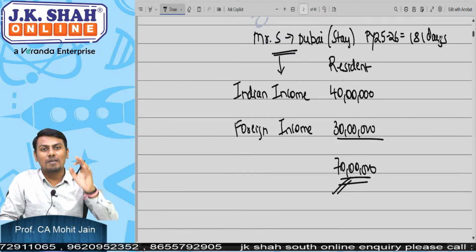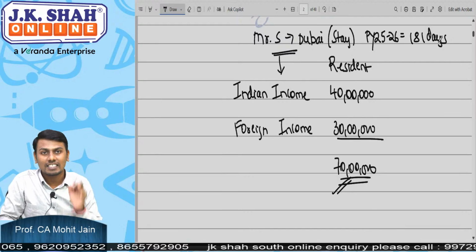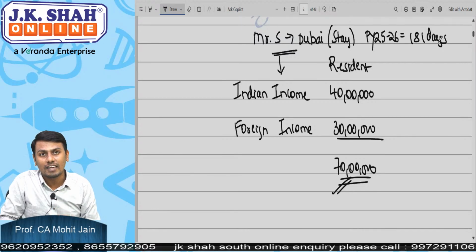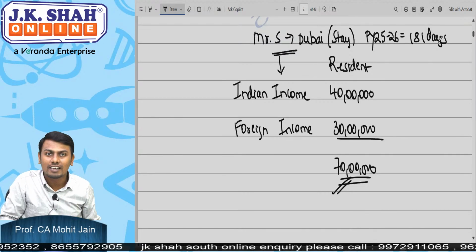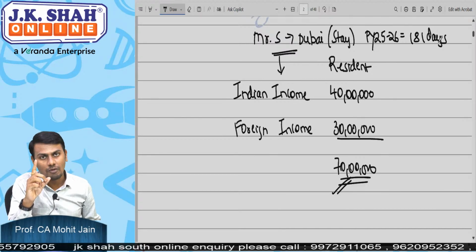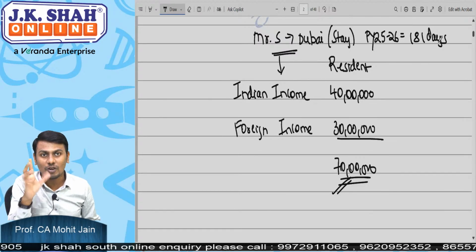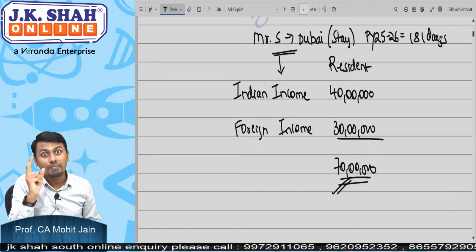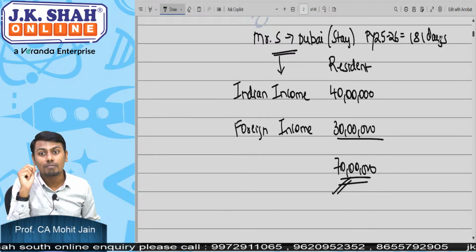Now can you tell me, people, if Mr. A is staying in India only for 181 days, is he a resident or non-resident? What is basic condition number 1? 182 days. Was he there for 182 days or more? No. And now is basic condition number 2 applicable to him?